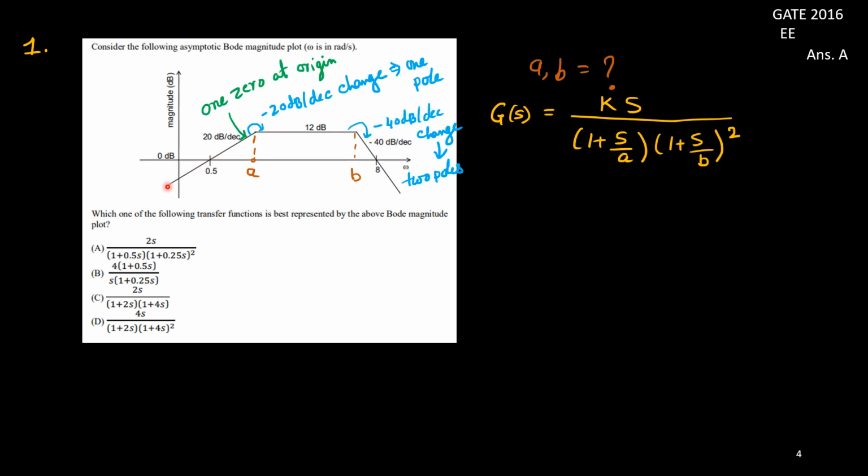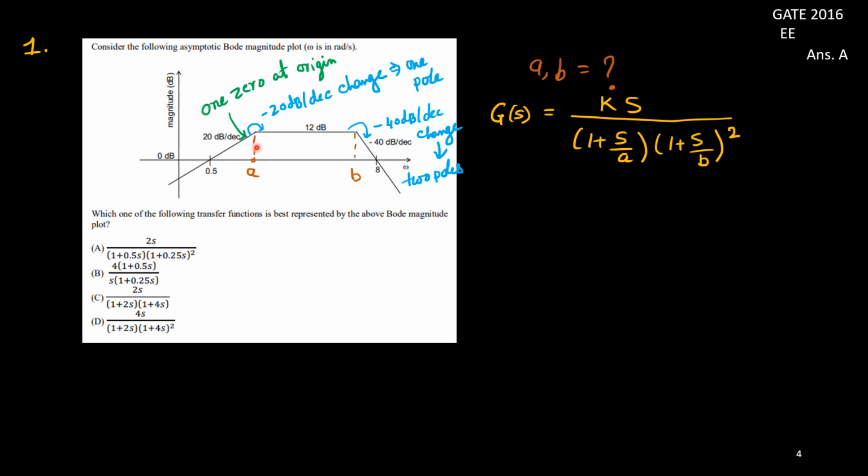Now let me discuss this function clearly. As it is having an initial slope, from omega equal to 0 up to a, the slope is plus 20 dB per decade. As the slope is plus 20 dB per decade, obviously it implies that there is 1 zero at origin, that I have discussed in previous lectures. So whenever you have an initial positive slope of plus 20 dB per decade, that is due to 1 zero at origin. So one s term will be there.